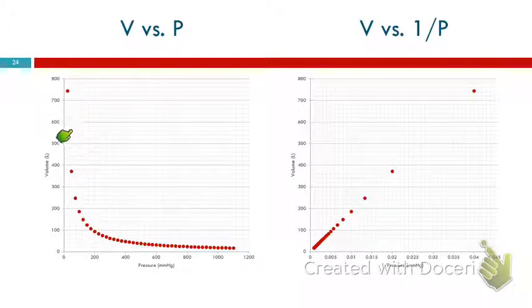So here's some graphs I made. This graph shows a curve, right? And curves are a little hard to quantify, and so we like to figure out how we can get a straight line from our data. Well, instead of graphing volume versus pressure, we're going to graph volume versus 1 over pressure, the inverse of pressure. And when we do that, then we get a beautiful straight line. So the volume is proportional to 1 over the pressure.